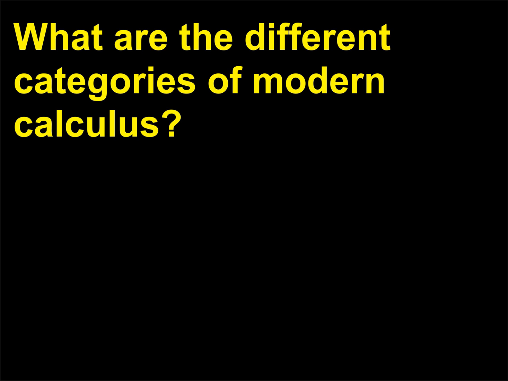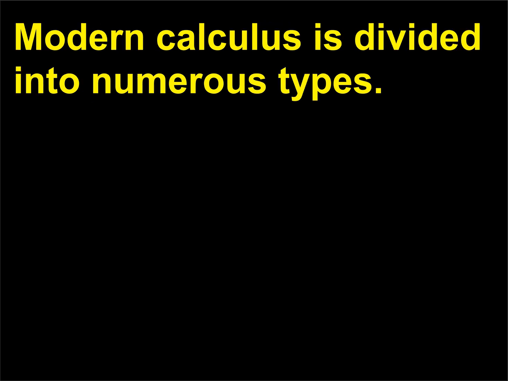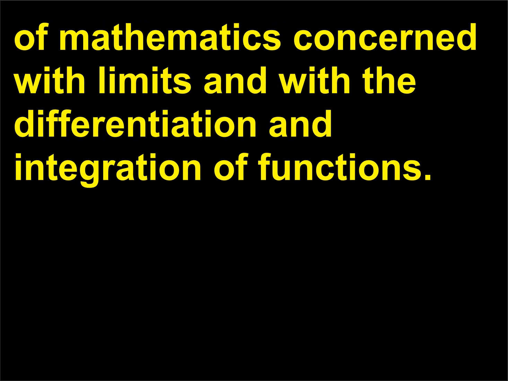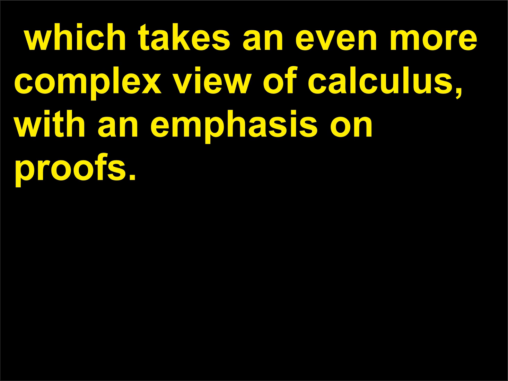What are the different categories of modern calculus? Modern calculus is divided into numerous types. The following lists just a few of these categories. Basic calculus. Basic calculus is the branch of mathematics concerned with limits and with the differentiation and integration of functions. There is also advanced calculus, which takes an even more complex view of calculus, with an emphasis on proofs.